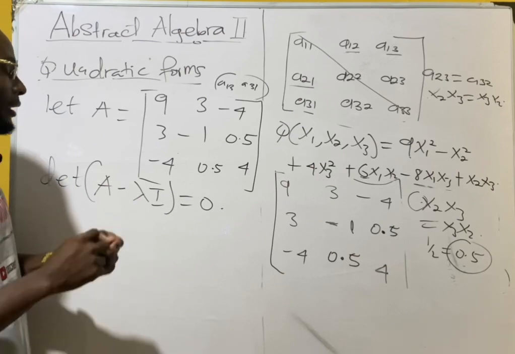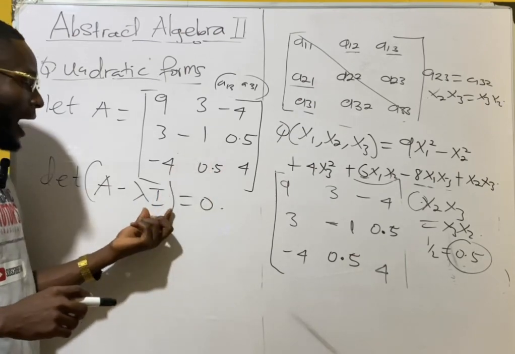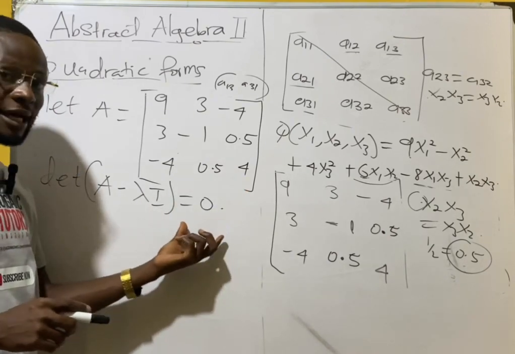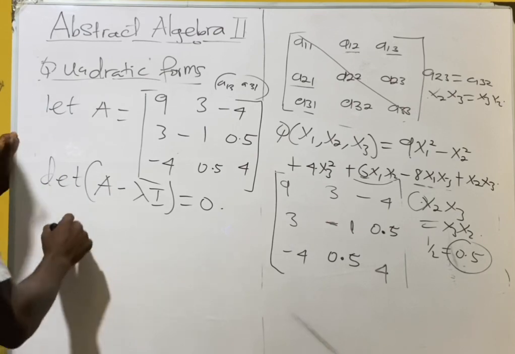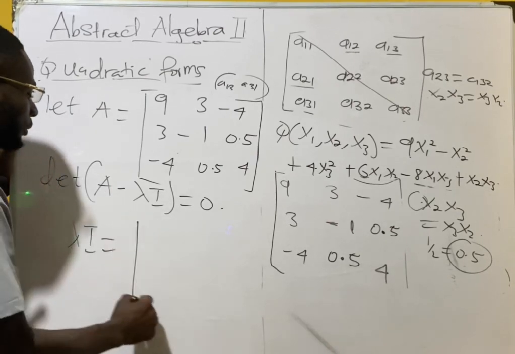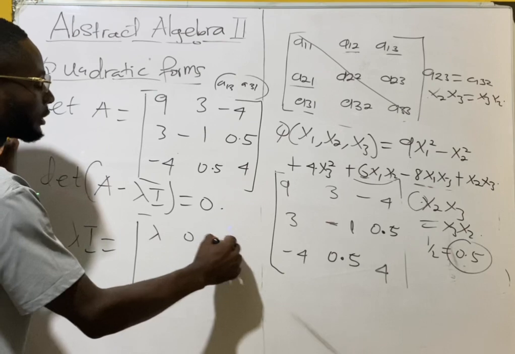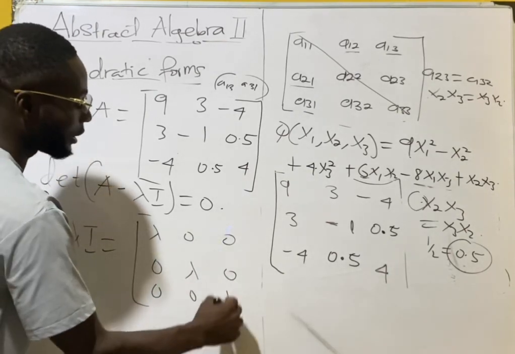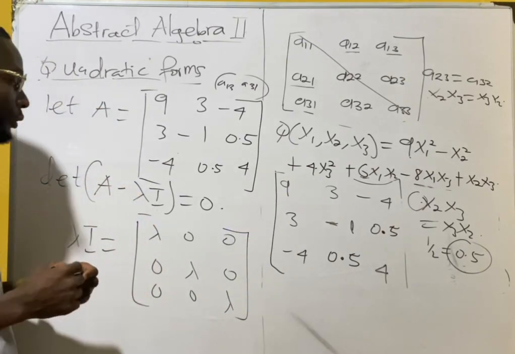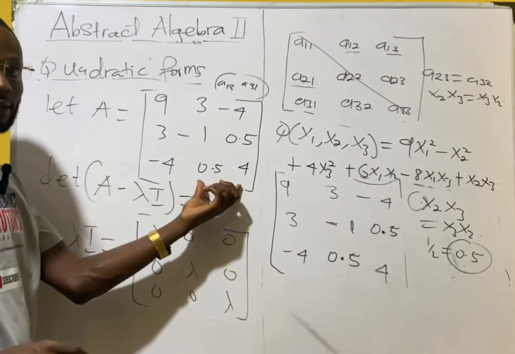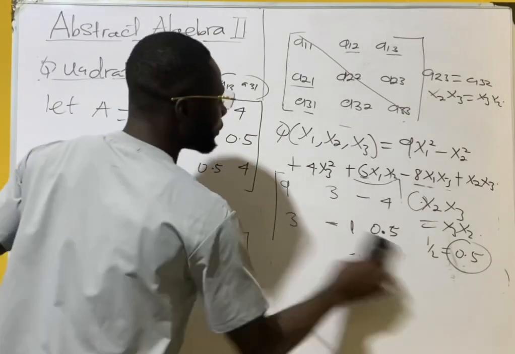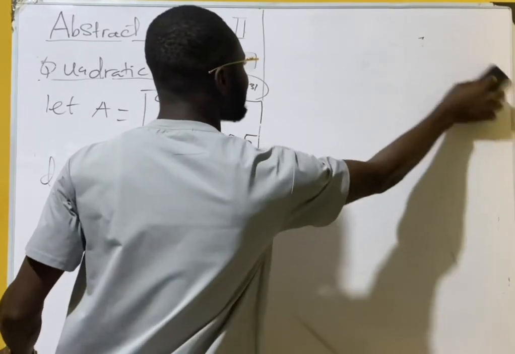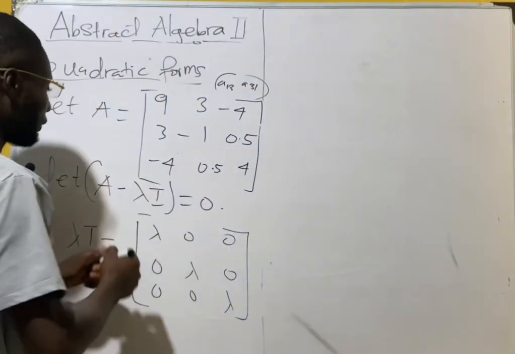So it means that we have to subtract lambda I from this matrix and then find the determinant equated to 0 to find the eigenvalues. So lambda I will be equal to lambda 0, 0, 0, lambda 0, 0, 0, lambda, right? So we're going to subtract this from this. Okay, so we're going to do that.